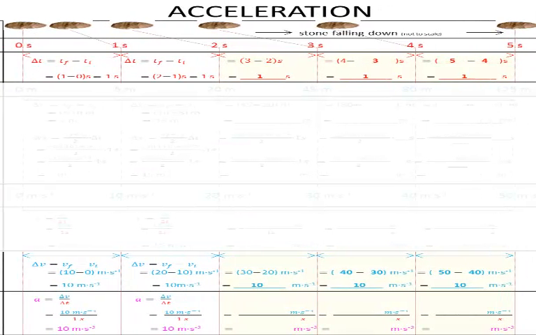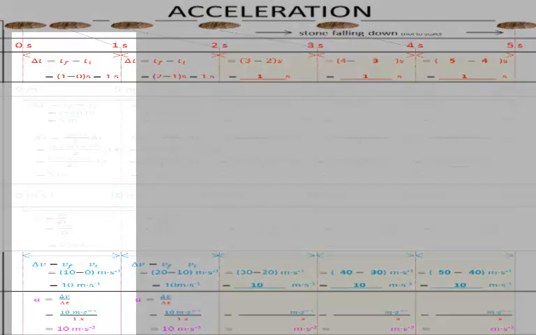So what's the acceleration of this stone? Let's take the first interval. The velocity changes 10 meters per second within that interval, and that interval lasts a second long. So the acceleration is 10 meters per second change in 1 second: 10 meters per second squared.